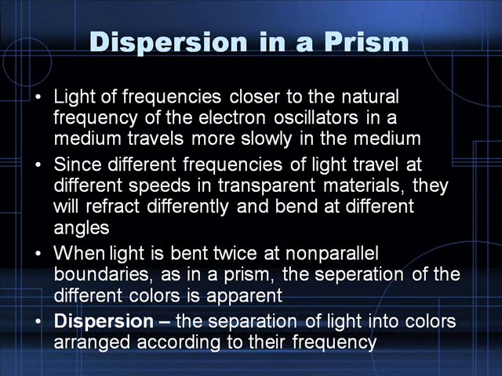Light of frequencies closer to the natural frequency of the electron oscillator in the medium travels more slowly in the medium. Since different frequencies of light travel at different speeds in transparent materials, they will refract differently and bend at different angles. When the light is bent at non-parallel boundaries, as it is in a prism, the separation of the different colors is apparent. Dispersion: the separation of light into colors, arranged according to their frequency.